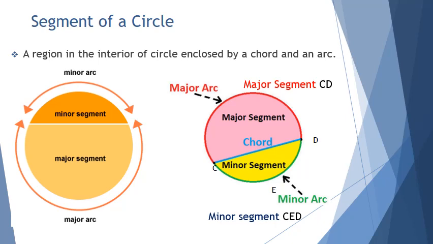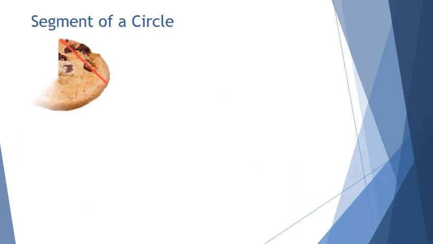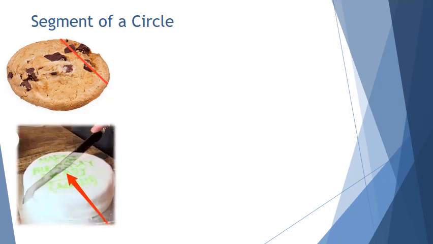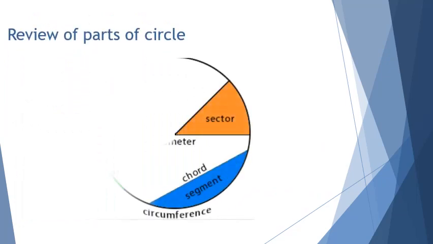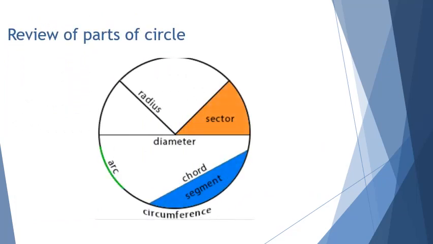So we name the major segment as major segment CD and the other one we name it as CED, minor segment. E is the extra point we have to put because of the minor arc. Some examples of segments of the circle. So this is what we have done for parts of the circle. We have learned radius, many are radii. Then we have learned about diameter, chord, sector, arc, segment.